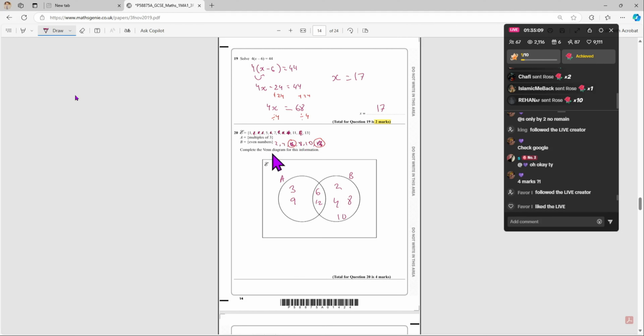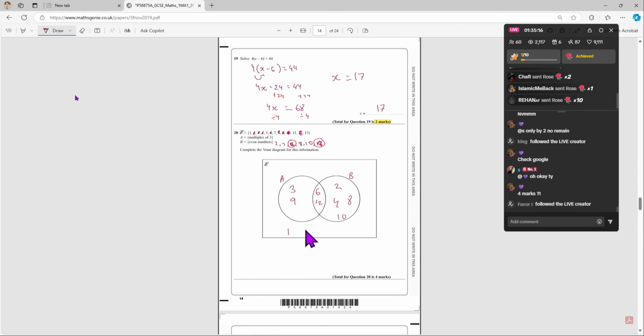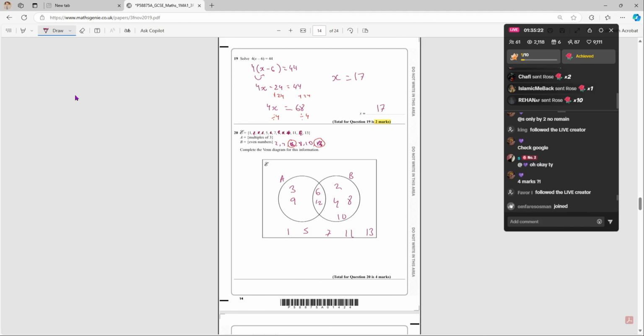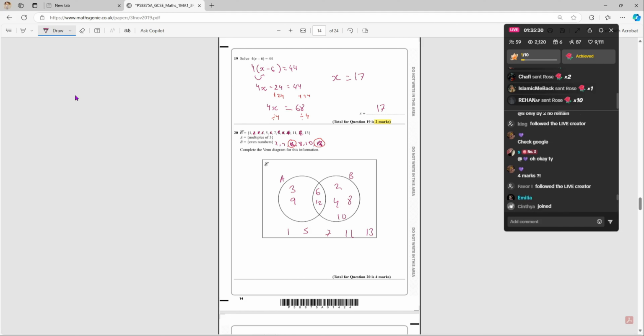So these 5 numbers are going to go outside of those 2 circles. So they're going to be here: 1, 5, 7, 11, 13. You still have to put the remaining numbers outside. That's why there's a box. That is why there's a box outside the Venn diagram. You still have to put those 5 numbers outside of the 2 circles, the 2 Venn diagram categories.